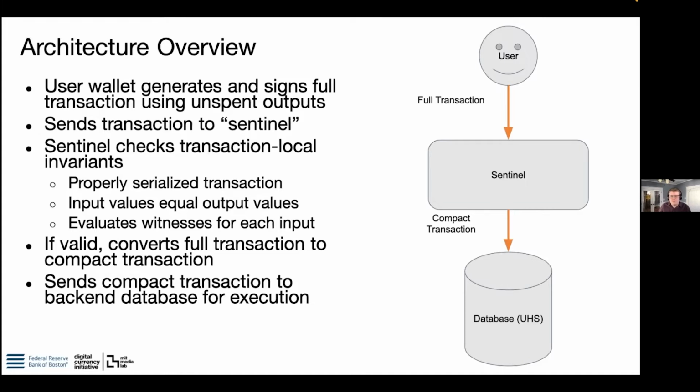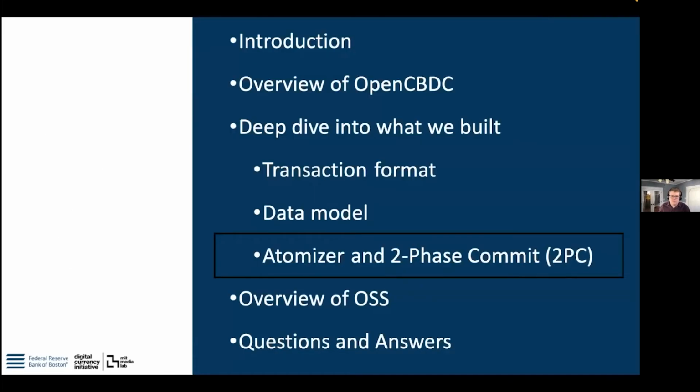So if the sentinel validates the transaction and finds that it's valid, it converts the full transaction to this compact transaction by hashing the inputs and outputs to get the UHS IDs, and finally sends that compact transaction to the actual backend database to be executed and settled. So I'll take another pause there before we move on to the actual architecture description.